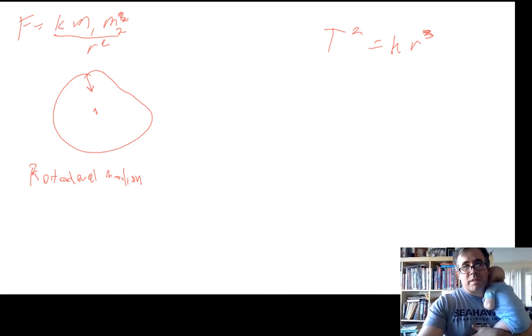Let's look up circular orbits, because why not? I'm sure there's a fancy v squared over r. Square root of GM over r, yeah.